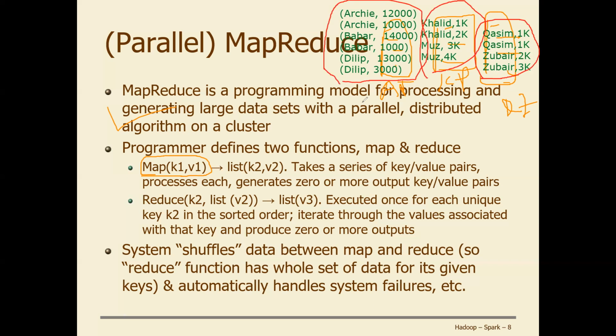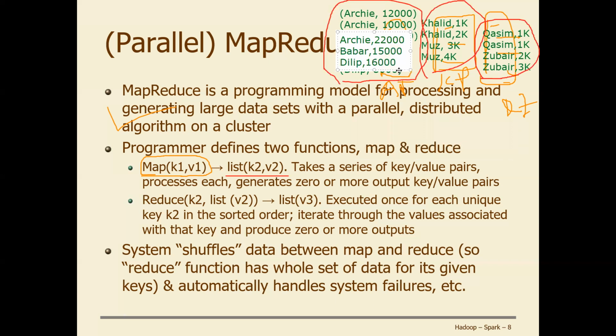So I create a list. Okay. And then I reduce. So when I reduce here, it's pretty simple. I just simply reduce by creating a key value pair, one key value pair Archie, and I add. So it's 22,000. That's it. So Babar, it's 15,000. Dilip, it's 16,000. So that's done. Maine total kar liya, khatam. Now I have these three key value pairs which are here.